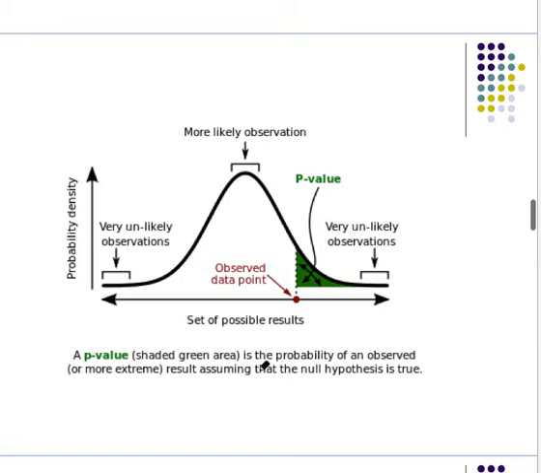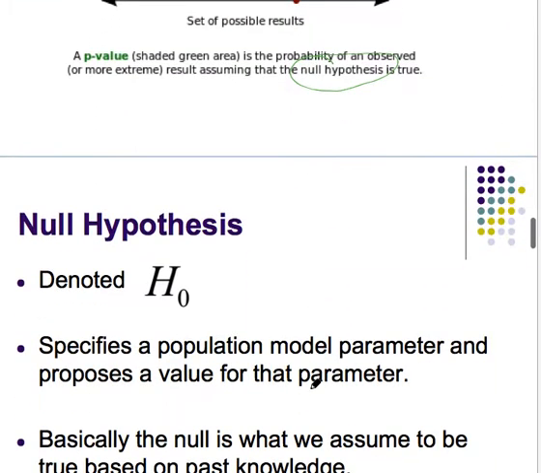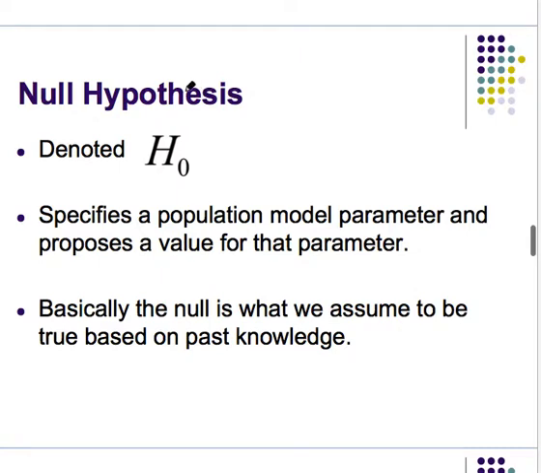Right here again, it's the probability of an observed result assuming that the null hypothesis is true. Well, null hypothesis, we're just about to get into that because you might be wondering, what is that? I haven't heard those words before. So this definitely is in your notes: null hypothesis. It is H sub 0 is how we refer to the null hypothesis.